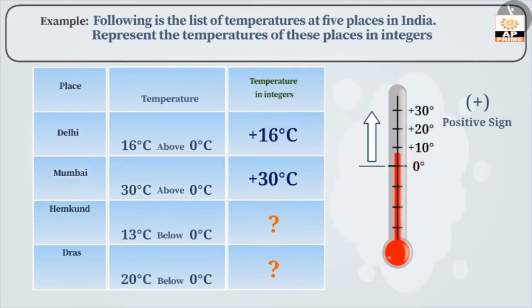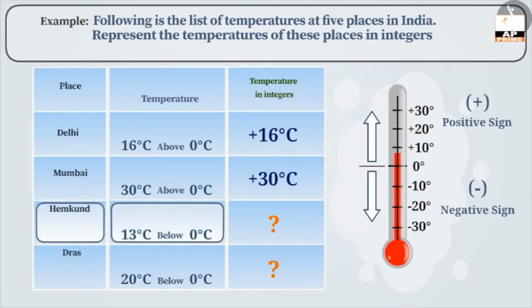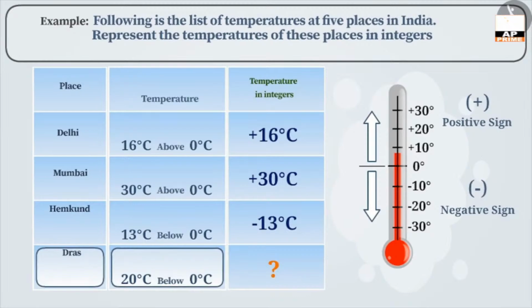If the temperature is below 0 degrees centigrade, then it is represented as a minus sign. The temperature of Hemkund is 13 degrees centigrade below 0. Therefore, it is represented as minus 13. Similarly, that of Dras is 20 degrees centigrade below 0. Therefore, it is represented as minus 20 degrees centigrade.